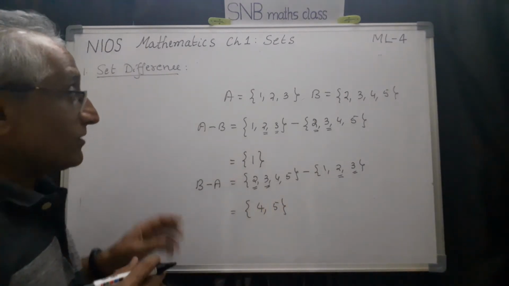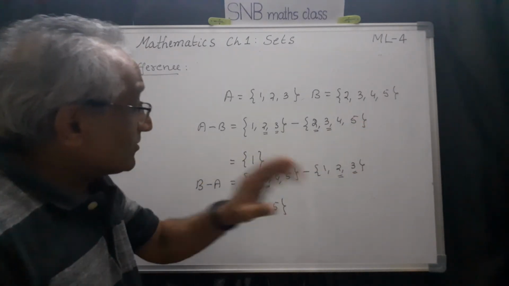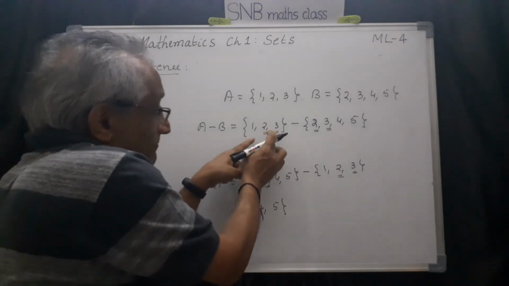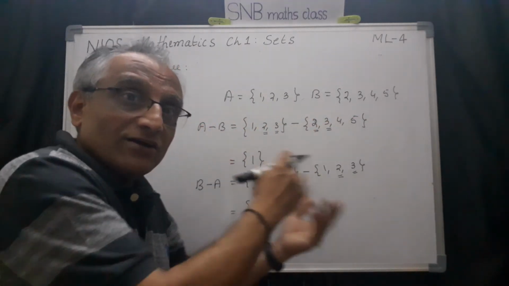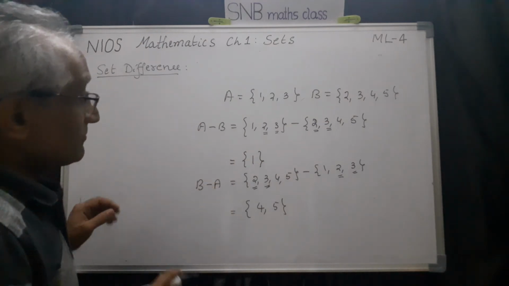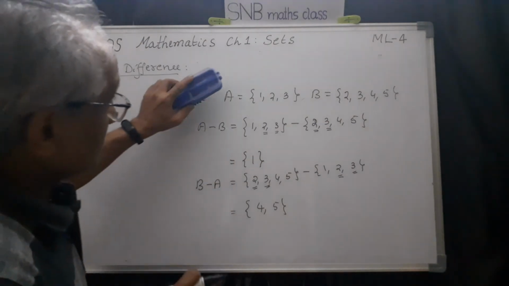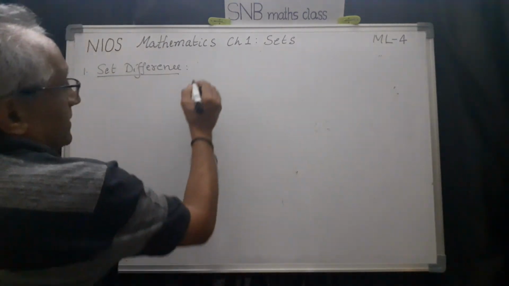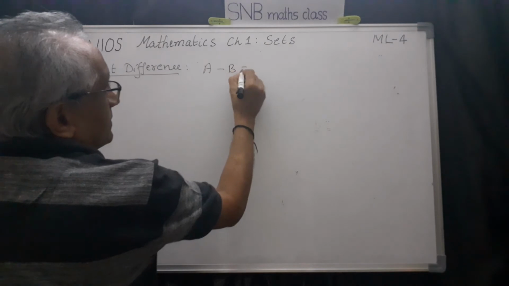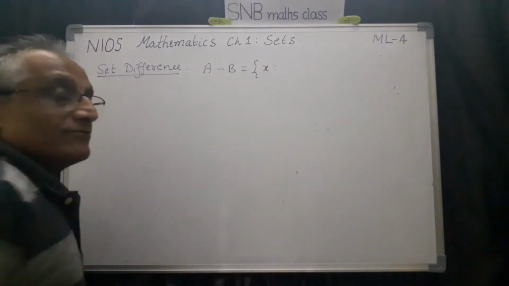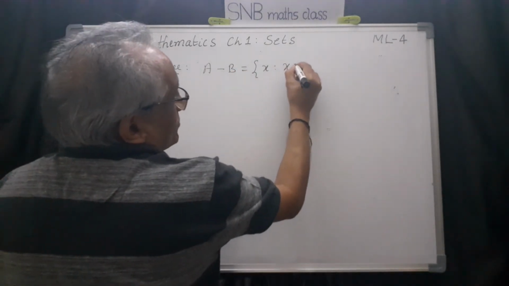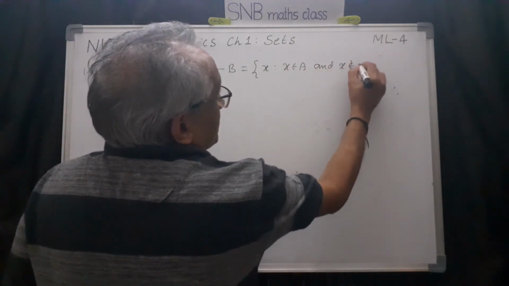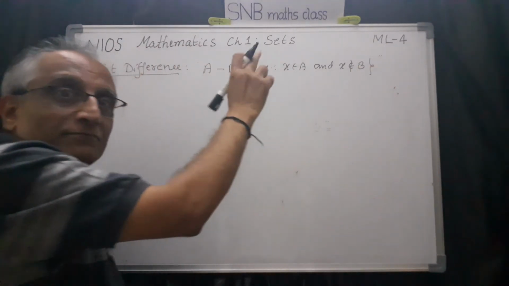Now you may have wondered what to do with this one. Don't worry. We are not bothered about the elements of the second set. We are bothered about only this. The element here should not be here. If that is there, you have to exclude them. So that is the meaning of that. Therefore, we can say like this now. A difference B can be defined like this actually. A difference B means the set of all x such that, what is the condition? That x should be in A and x should not be in B. It should be in A, but it should not be in B.